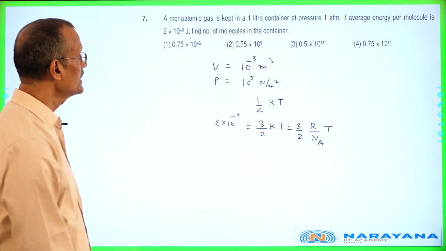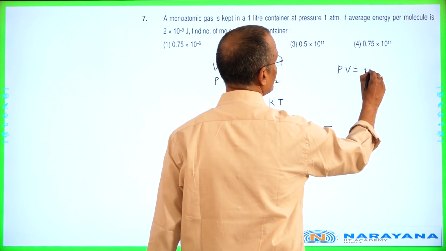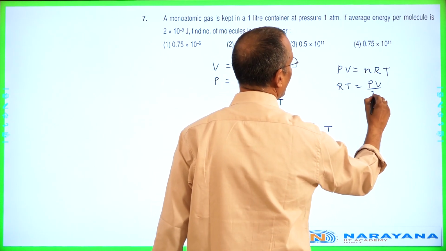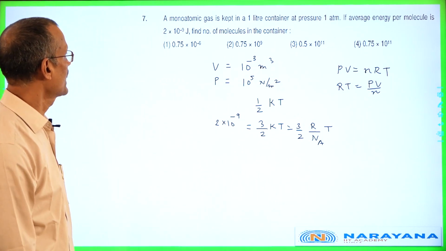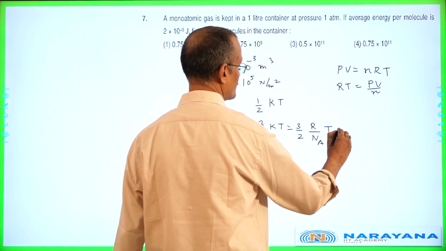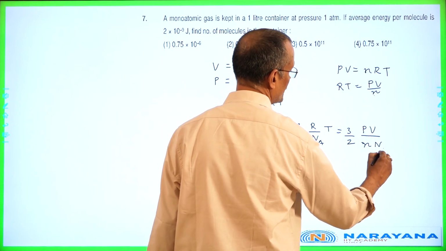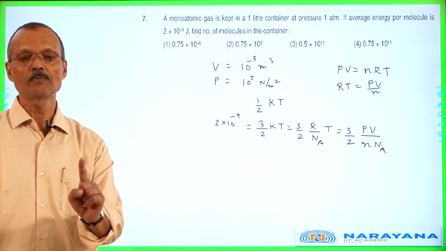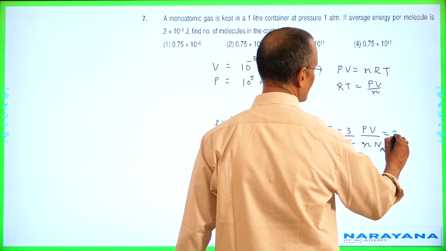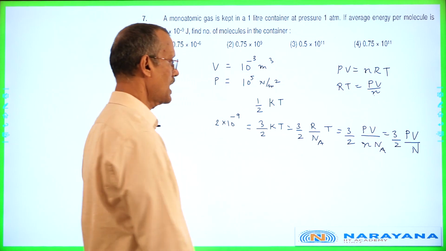But temperature they have not given, they have given us only P and V. So we will use the ideal gas equation, PV equal to nRT. RT will be PV by n. They are asking you to find the total number of molecules. If you substitute here, 3 by 2 PV by number of moles into Avogadro's number. Number of moles into Avogadro's number will become the total number of molecules. So this becomes 3 by 2 PV by capital N, which they are asking you.